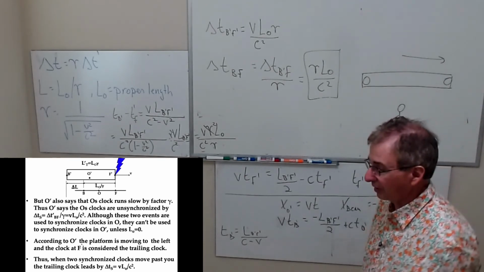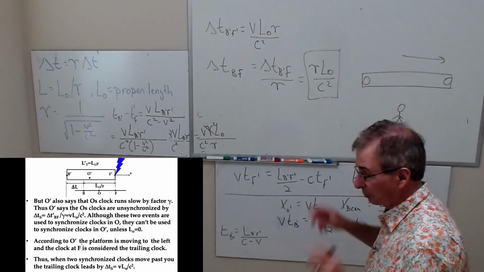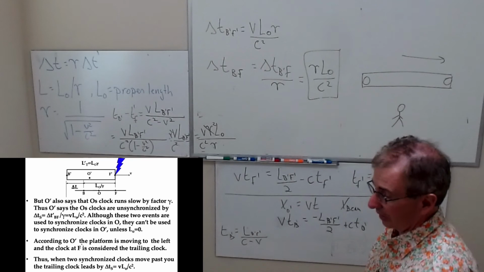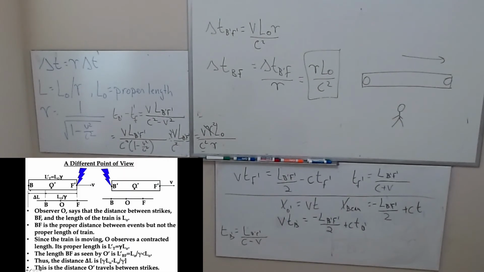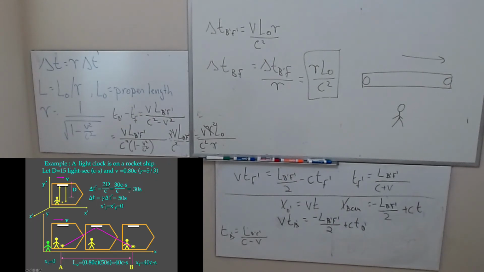But in our example, the observer O prime is observing the supposedly synchronized clocks on the platform. And so F is the trailing clock. It's because B is moving towards where you were, kind of, right? Yes. And F is moving away. Yes. And so I have the different point of view. You can look at it. I'm going to skip that here, just in the interest of time.